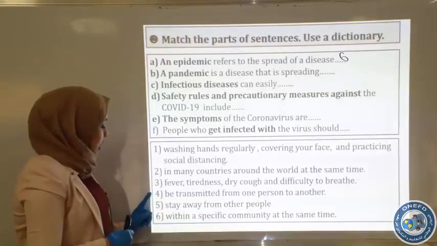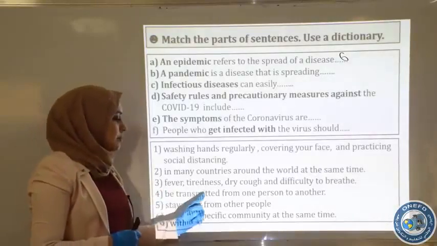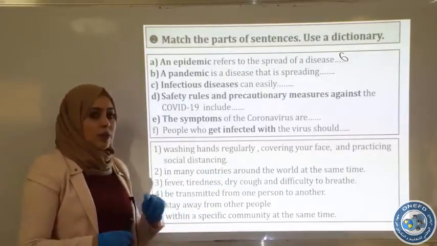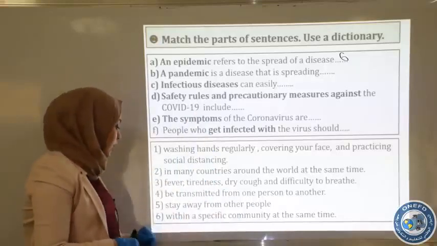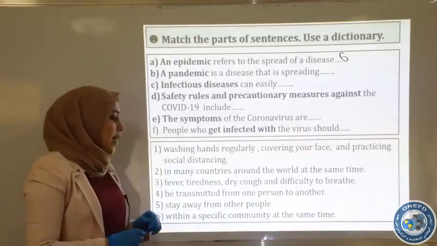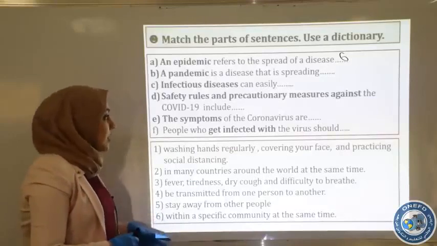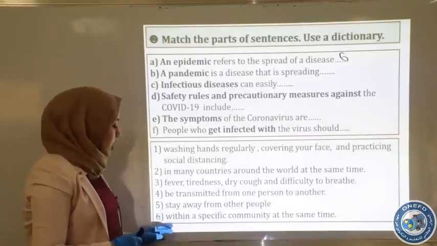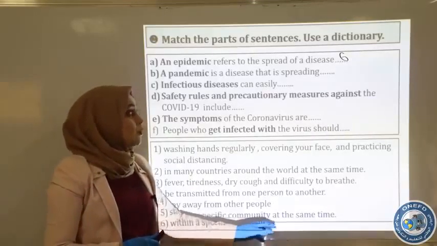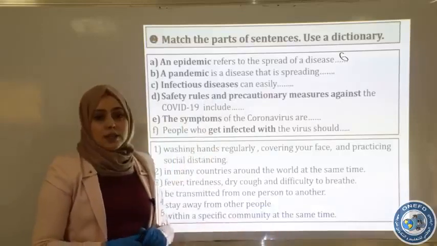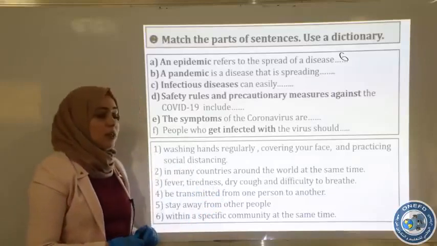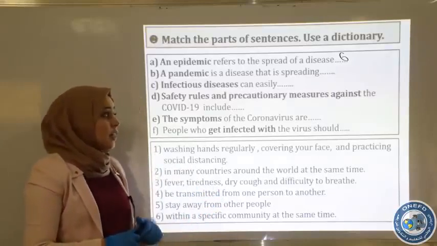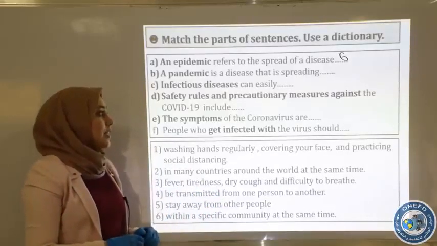The next one, which is 4, be transmitted from one person to another, that means to pass or move from one person to another. 5, stay away from other people. And the last one, which is within a specific community at the same time, we have matched with part A. Again, take a moment, try to think of the answers to these tasks, then I'm going to display the answers later.